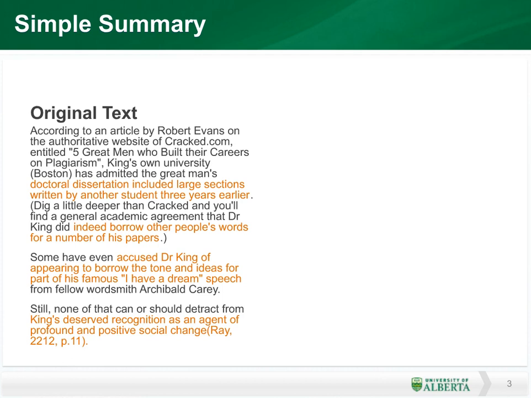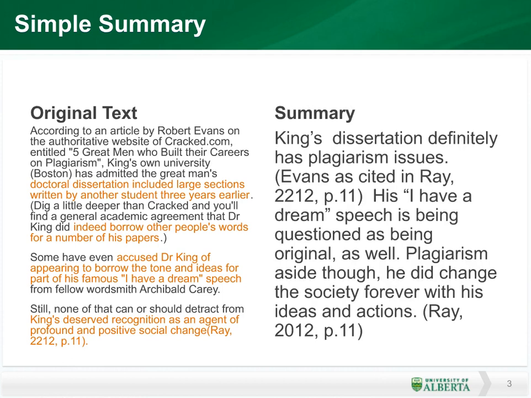King copied another student's work for his doctoral dissertation. Most academics agree that he borrowed for a number of his papers, and that the tone and ideas for his "I have a dream" speech weren't his either. And finally, the author puts plagiarism in perspective by telling his readers that he was still a great and wonderful man, and the plagiarism shouldn't take what he has done away from him in any way. So now I have collected the main ideas and rewritten it in my own words, and then cited it appropriately.